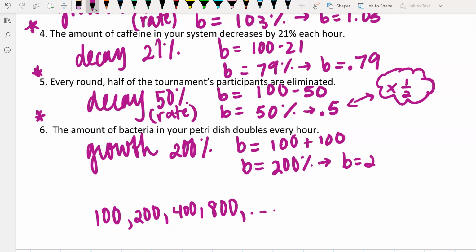So if you're looking at this, you're like, well, I'm multiplying. If it's doubling, it's being multiplied by 2. And you're absolutely correct because that is what our base is. Our base is 2 because it's getting multiplied by 2 every hour. It's getting doubled every hour. But we have to find the rate, the growth rate. The growth rate is whatever percent is changing, and here it's changing by 200%.